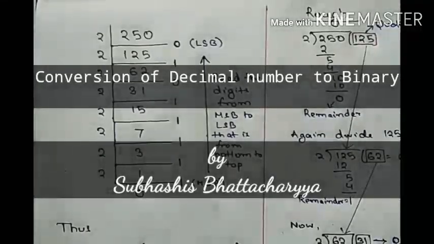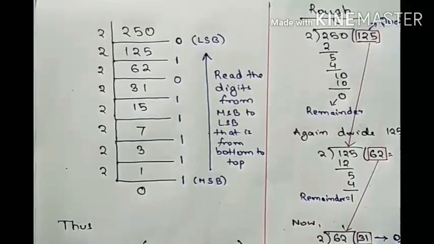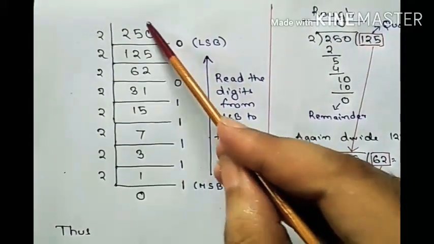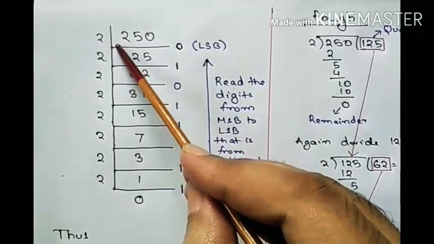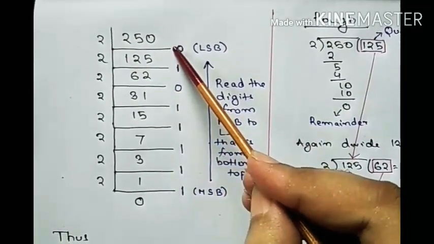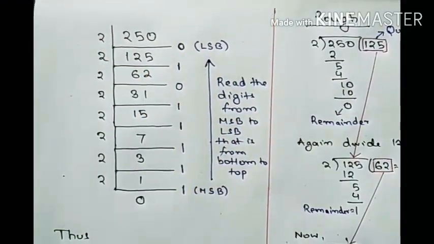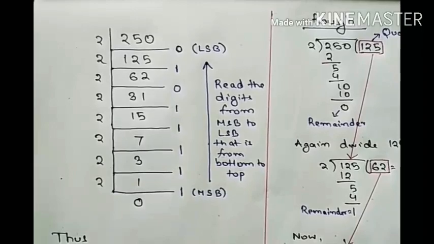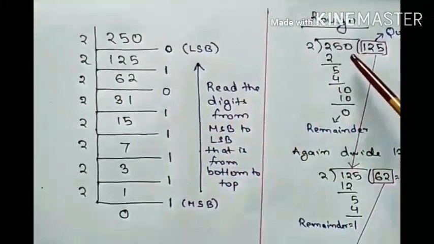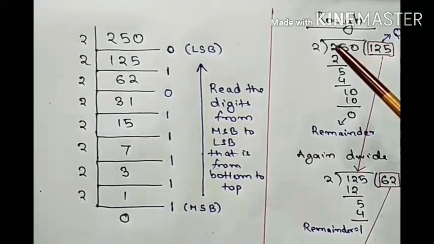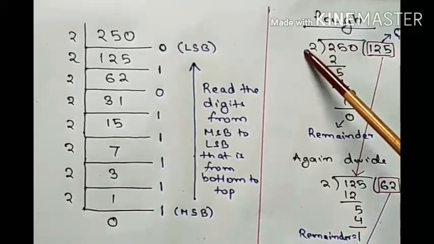To convert a decimal number into binary, first we write the decimal number, then we put this sign, the division sign. We start dividing it by 2. In the rough section you can see it. First divide 250 by 2.